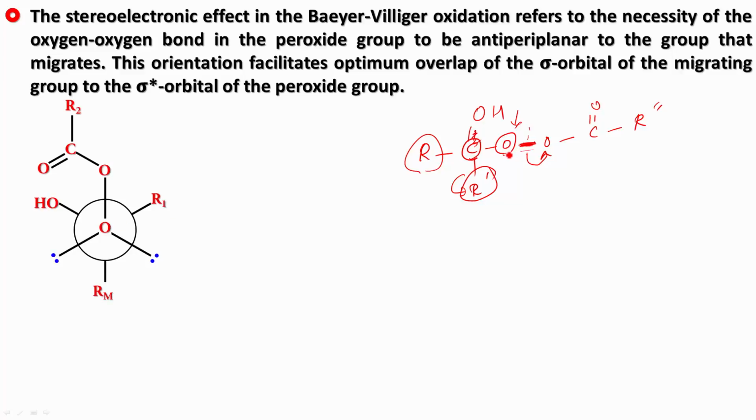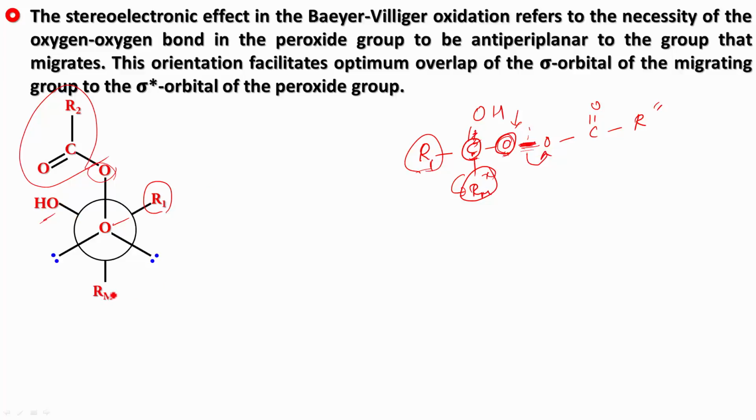I'm drawing the conformation between O and C, and this O is the front O. As you notice, there is a single bond O, and this O is attached to COR, and there is a group R1 on this carbon. The carbon is the one with the circle. So on this carbon you have an R1, you have an RM, which is the migrating group, and you have an OH.